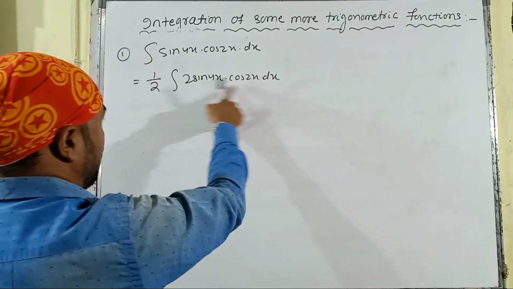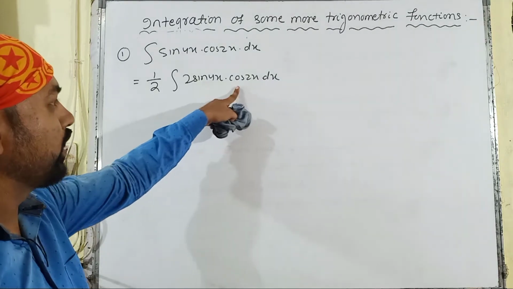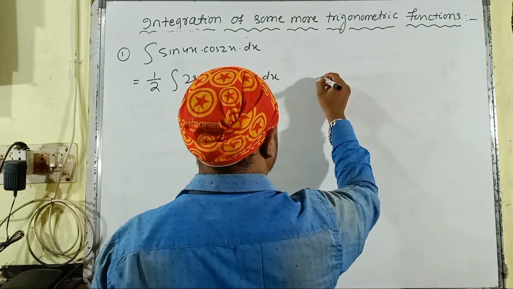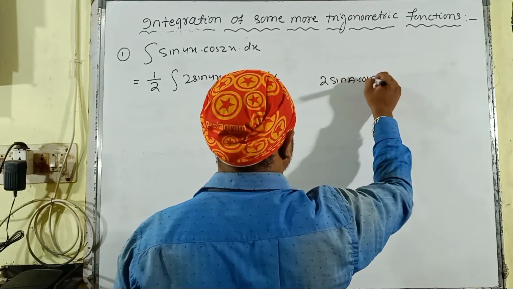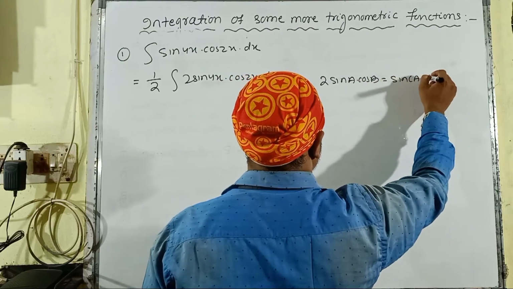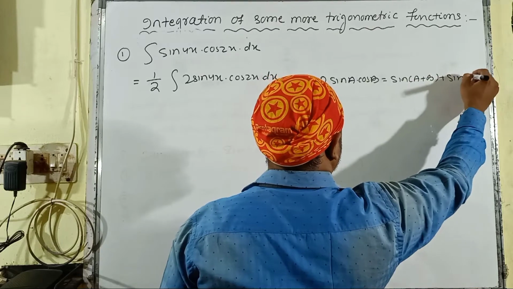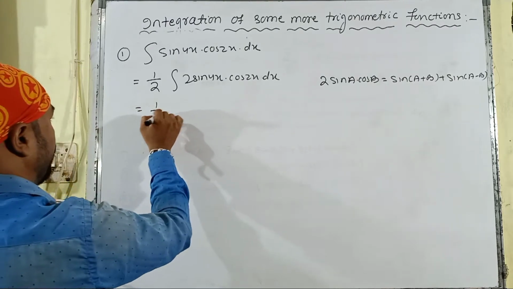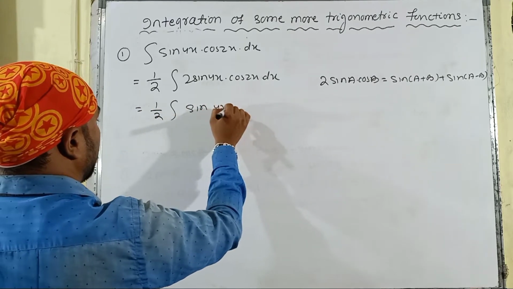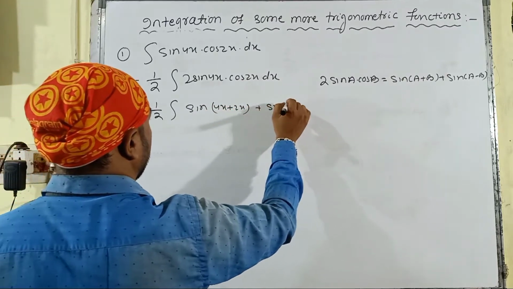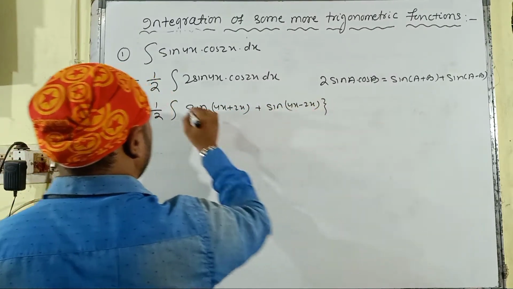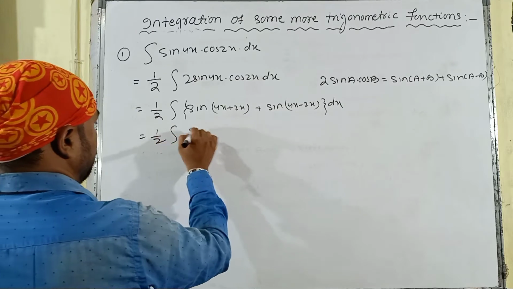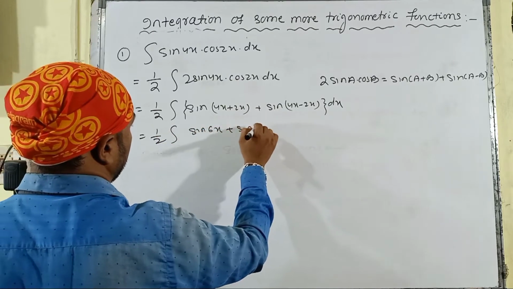Here you can see that the given 2 sin 4x cos 2x is in the form of 2 sin A cos B, and here we have to apply the trigonometric identity: sin A plus B plus sin A minus B. By applying this identity here, we have 1 by 2 of sin 4x plus 2x plus sin 4x minus 2x, then it will be 1 by 2 of sin 6x plus sin 2x.